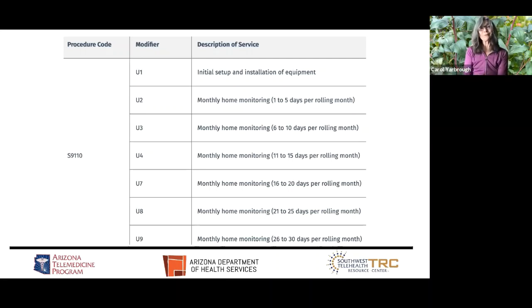So what would be a 99453? Yes, that is a landline ringing in the background, Luddite. U1 is for the 99453. And then it's got different variations of monitoring days, which I think is kind of cool. Monthly home, so these are the 99453 codes, but at different time intervals.